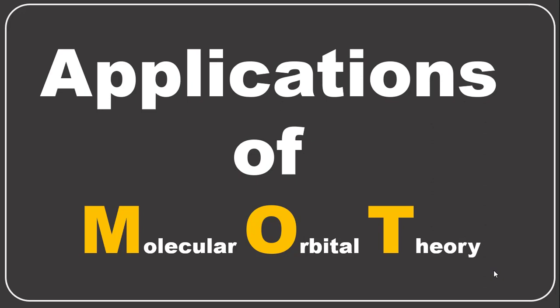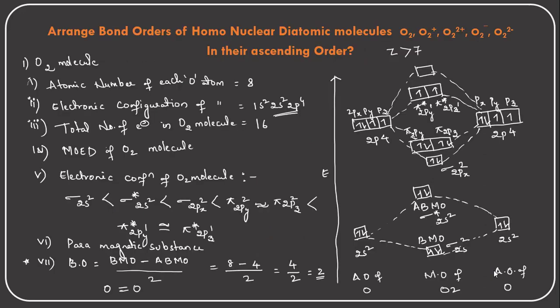I have already uploaded the applications of molecular orbital theory of homonuclear diatomic molecules from hydrogen to nitrogen. That means hydrogen molecule, helium molecule, helium plus molecule, and beryllium molecule, boron molecule, nitrogen molecule, oxygen molecule applications, I have already uploaded. And the bond order comparison of the molecular ions of oxygen with the molecule of oxygen, we have also discussed in my previous videos. So if you did not watch my videos, please watch them first.